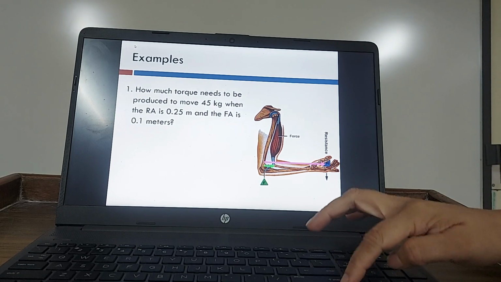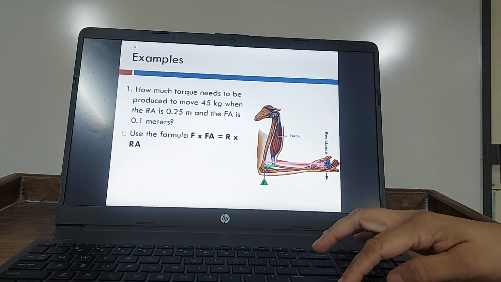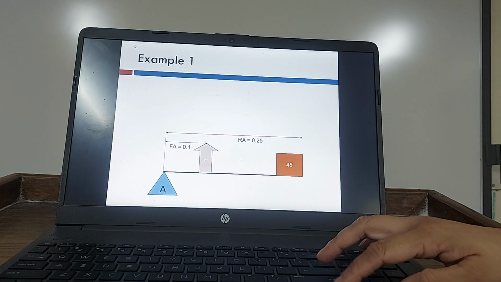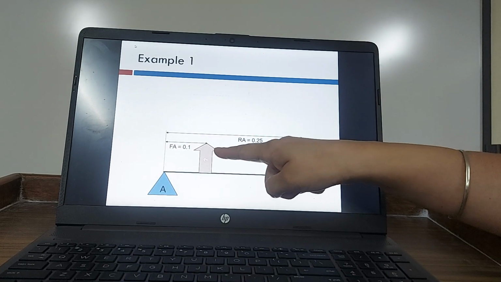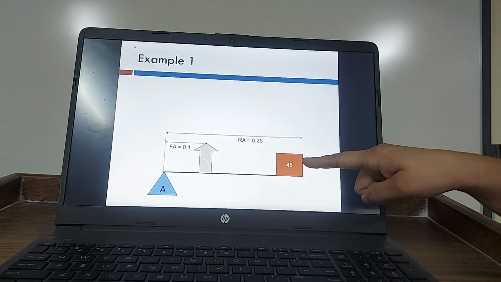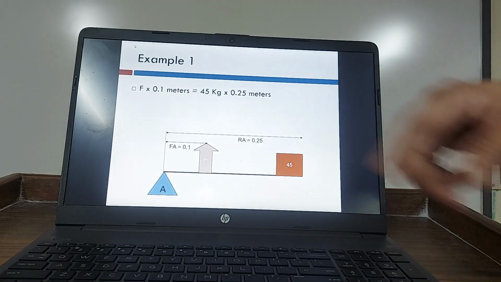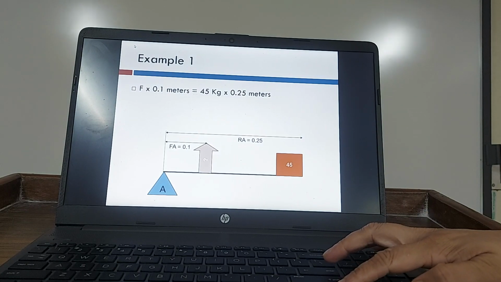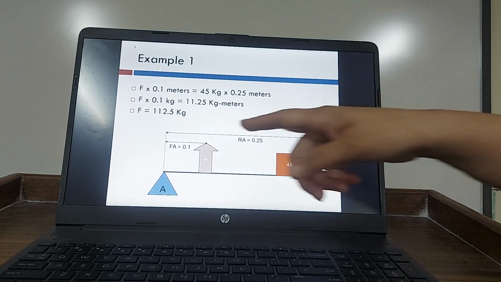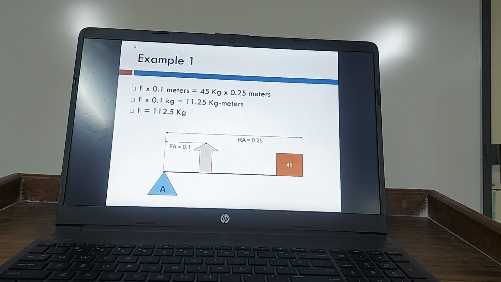Now you see, नेक्स्ट फॉर्म के अंदर ये लिखा था, so F into FA is equal to R into RA. Now this was the distance, this was the force arm, this was the resistance arm. Now we are seeing force into 0.1 meters, 45 into 0.25 meters, and we could find that 112.5 Newton force is required to lift 45 kg weight.